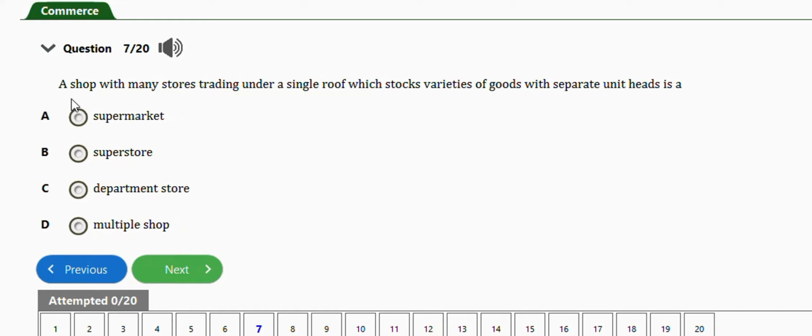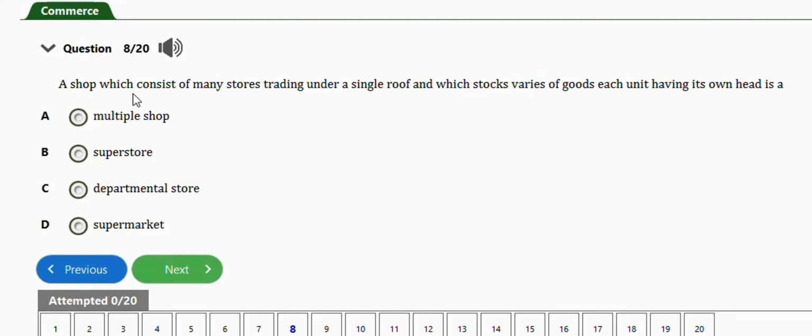Next question says a shop with many stores trading under a single roof. This is a repeated question, so the right answer here is option C, department store. Next question, a shop which consists of many stores trading under a single roof. Okay, still a repeated question, option C, departmental store is the right answer.